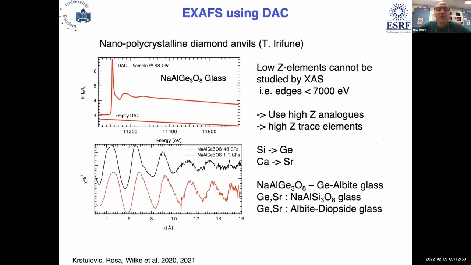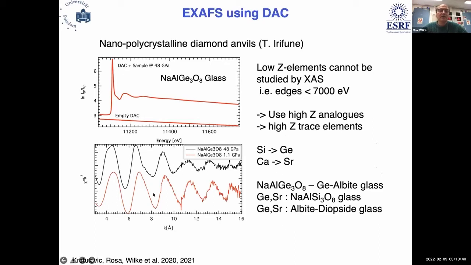The second problem that you encounter, if you want to work on low Z elements like silicon or calcium, is that these cannot be studied by X-ray absorption, although they're very important for especially Earth materials. With X-ray absorption, you cannot work below 7 keV because then all your beam is blocked by the diamond anvils, or you have to have very special anvils. So you can use high Z analog elements, or you focus your studies on high Z elements that are very often contained in natural magma as trace elements. In this case, we replaced silicon by germanium and calcium by strontium in these compositions that I'm showing down here.